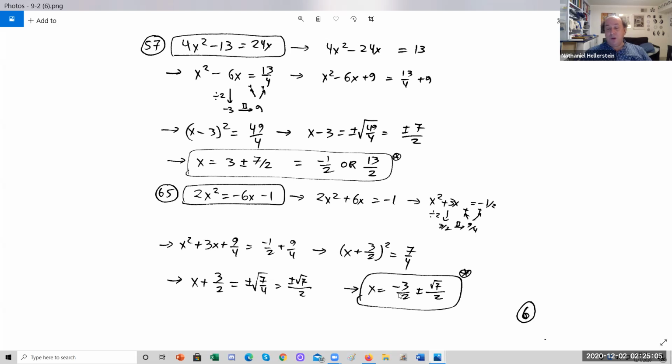And okay, we could put this over a common denominator. Negative 3 plus or minus root 7, all divided by 2.